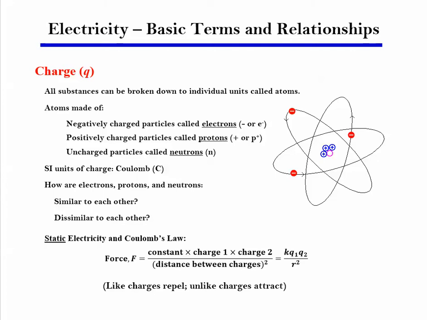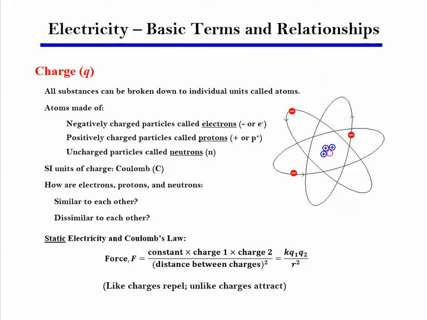Now, protons and neutrons are similar in that they exist in the same part of the atom, that is the center, and they have about the same amount of mass. But a significant difference is that protons have charge and neutrons don't. In essence, neutrons are protons, but without the charge.